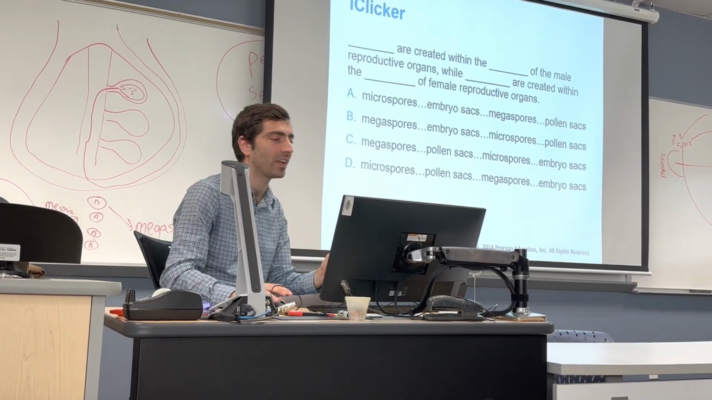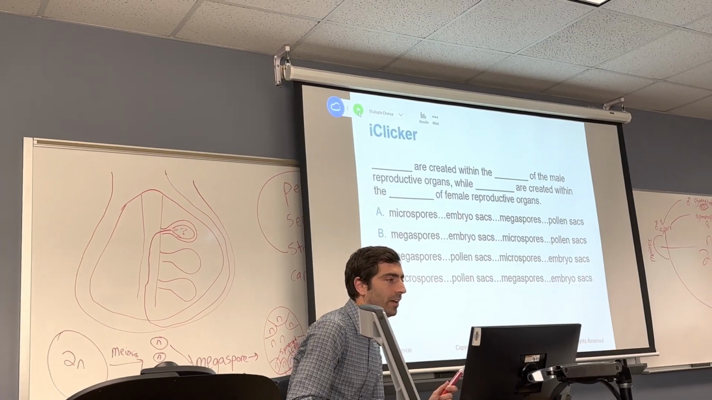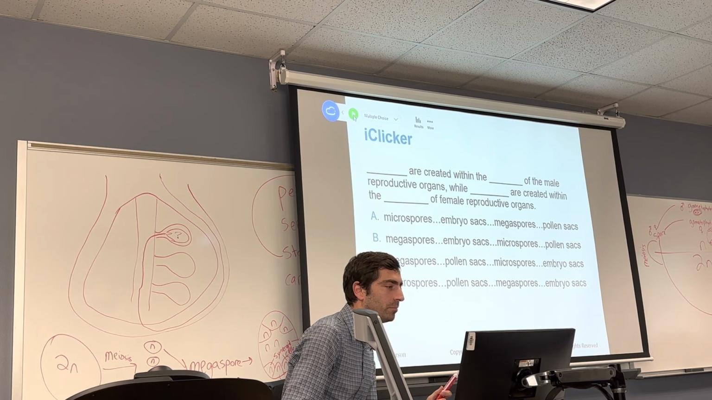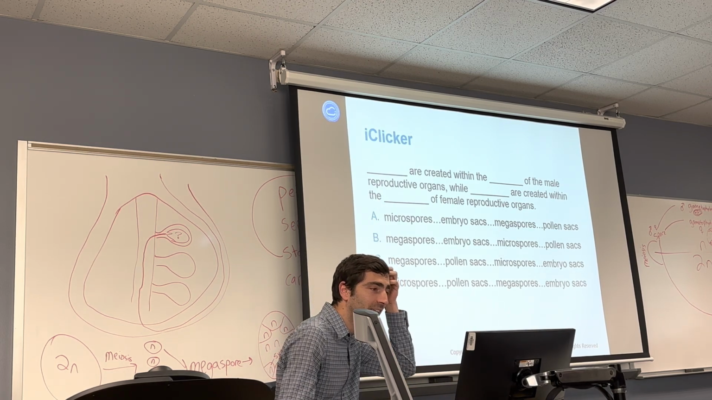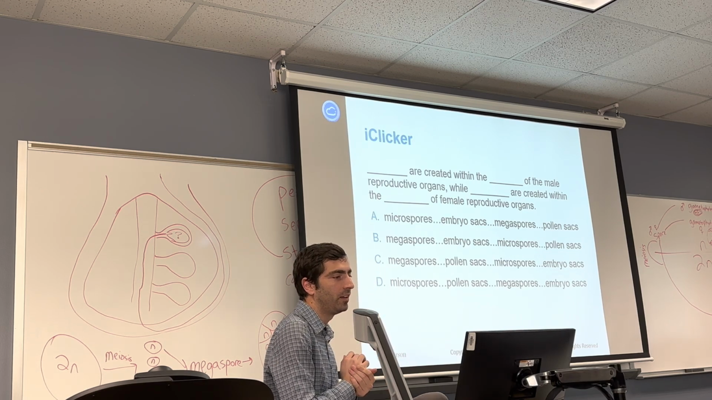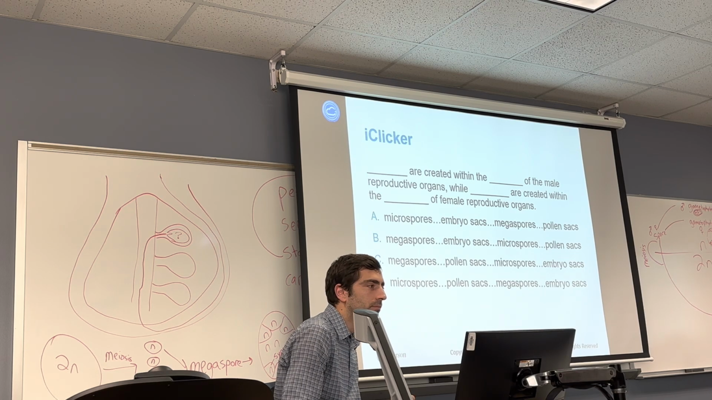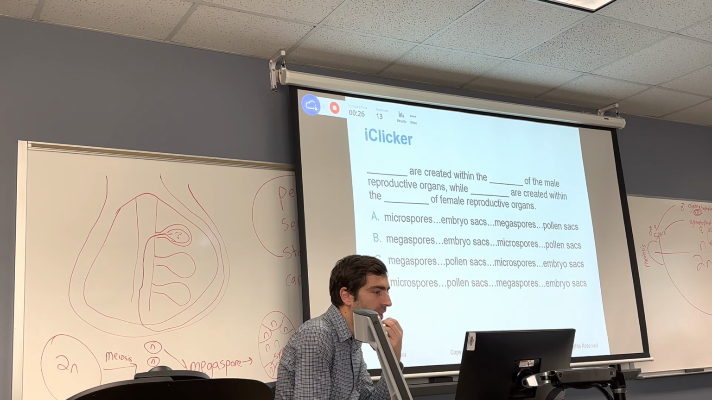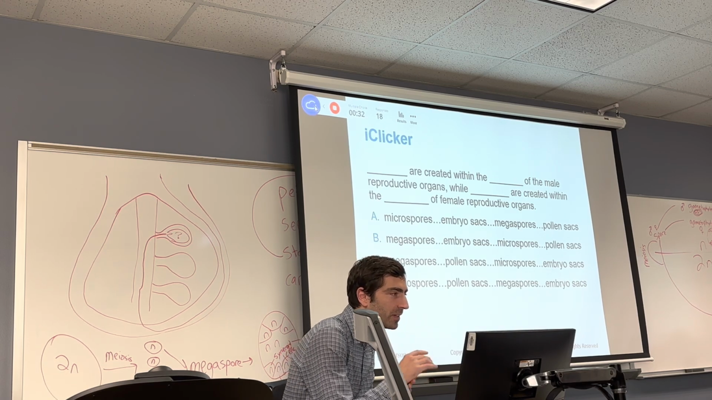So let's end things on one iClicker question, and then I promise I'll let y'all go. It's a banger of a question, but let's go through this. Blank are created within the blank of the male reproductive organs, while blank are created within the blank of the female reproductive organs.